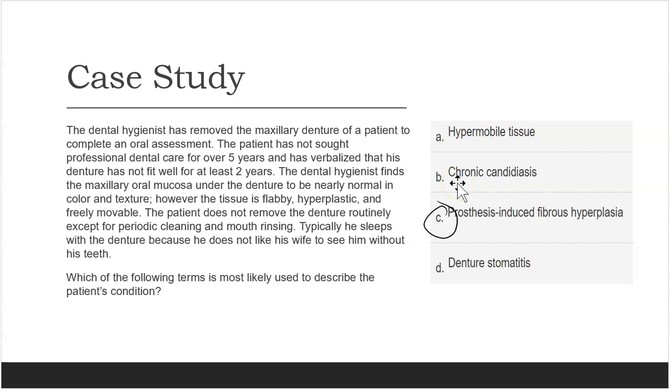Chronic candidiasis can appear on the palatal mucosa, but the case study said that the oral mucosa under the denture is nearly normal in color, so it can't be chronic candidiasis. Chronic candidiasis usually could be thrush, or it could even be a bright red color as well, and nowhere did it say that.